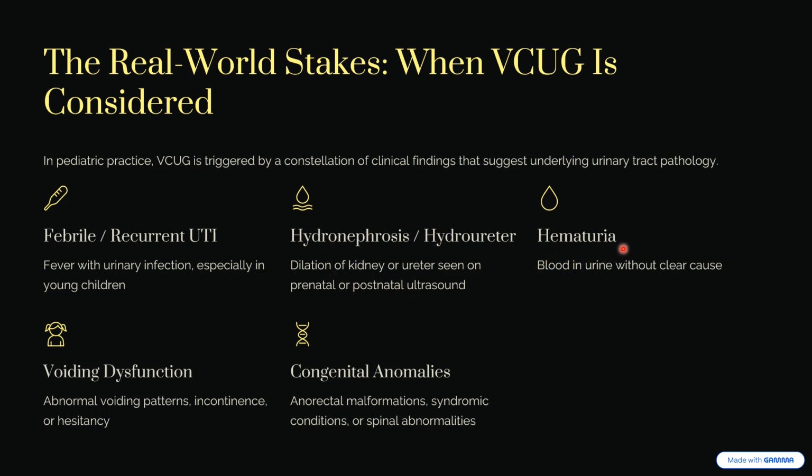Hematuria, if blood appears in the urine, can also be detected by VCUG. Then voiding dysfunction, abnormal voiding pattern, etc. can also be determined. Congenital anomalies, if there are any congenital anomalies or syndromic conditions or spinal abnormalities, can also be detected by VCUG. So these five are the most important problems which can be identified well in VCUG of children.